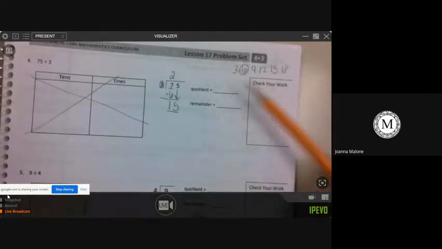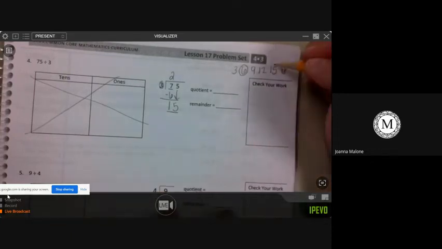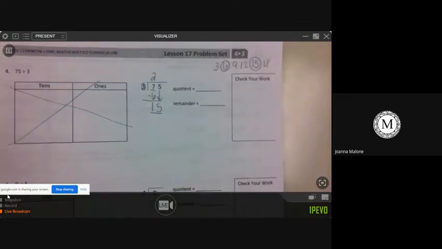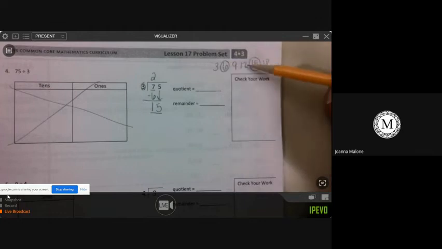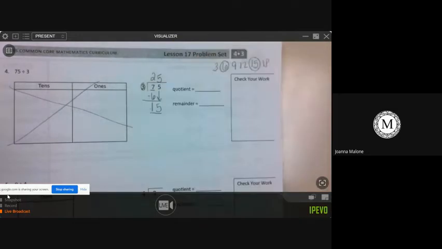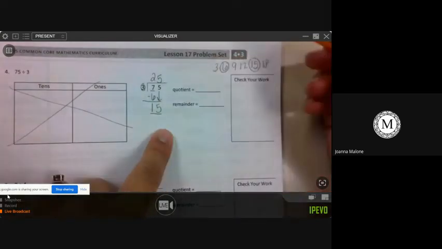So I already skip counted for you. We have the number 15 there, which means I can use all 15 discs. So circle that 15. How many groups of 3 does that mean? 1, 2, 3, 4, 5. That means it's 5 groups of 3. All right, let's verify. 3, 6, 9, 12, 15. Yep, 5 groups of 3.